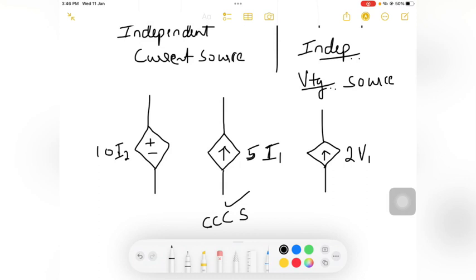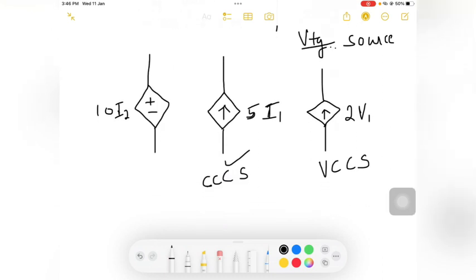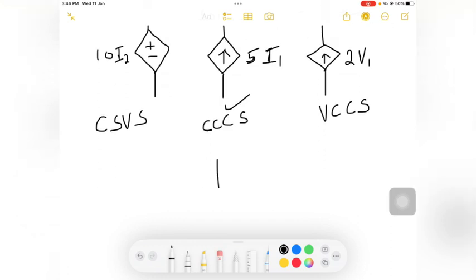Or it could be this, a voltage controlled current source. This is my current controlled voltage source. Similarly, I can have one more, which is a voltage controlled voltage source. If I have a voltage and it is controlled by a voltage, it is a voltage controlled voltage source.